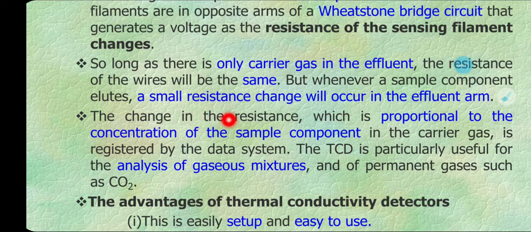The change in the resistance, which is proportional to the concentration of the sample component present in the effluent along with the carrier gas, is registered by a data system or recording system. The TCD is particularly useful for the analysis of gaseous mixtures and permanent gases such as carbon dioxide.